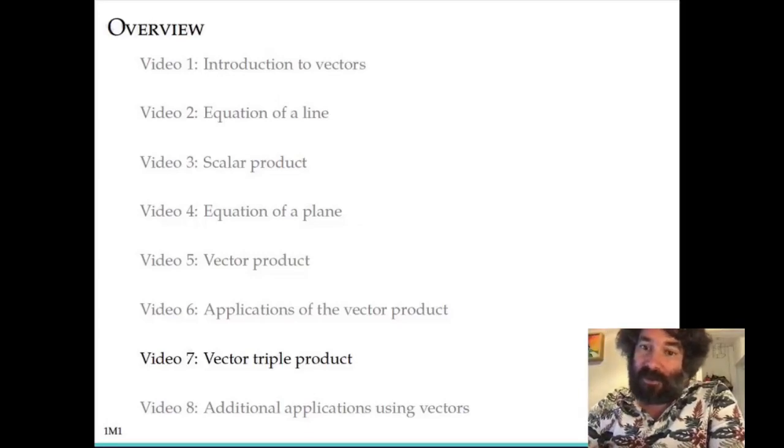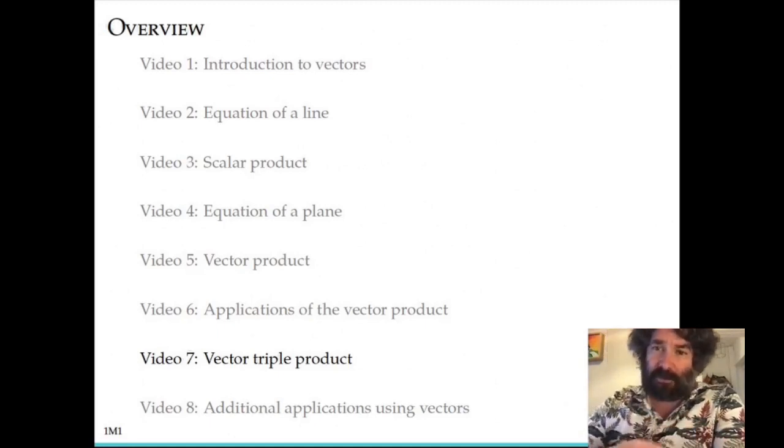Hello, in this video I'm going to be discussing the vector triple product. This is a way of multiplying three vectors together to get another vector. We've already discussed the scalar triple product, in which we have three vectors and we get a scalar. In the vector triple product we get a vector.